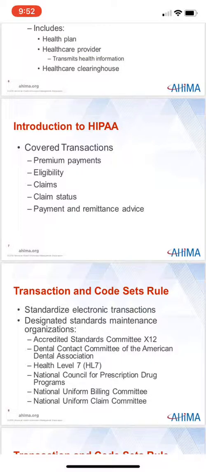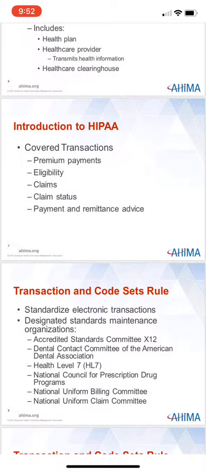The Department of Health and Human Services has assigned the responsibility of developing and maintaining standards for the Transaction and Code Sets rule to 6 organizations called Designated Standard Maintenance Organizations. These are our DSMOs. And these 6 are listed below. We have our Accredited Standards Committee, X12, Dental Contact Committee of the American Dental Association, Health Level 7, National Council for Prescription Drug Programs, National Uniform Billing Committee, and National Uniform Claim Committee.